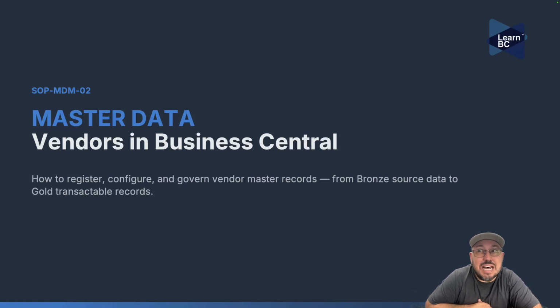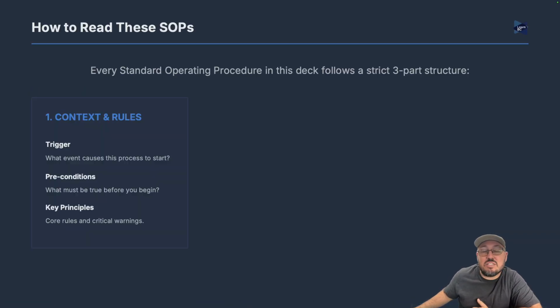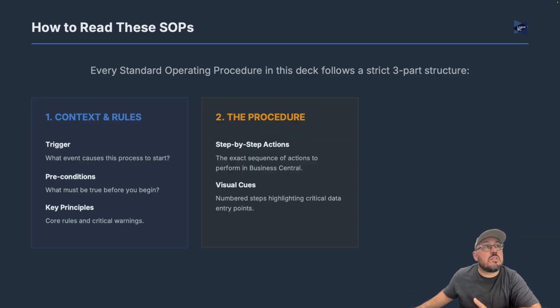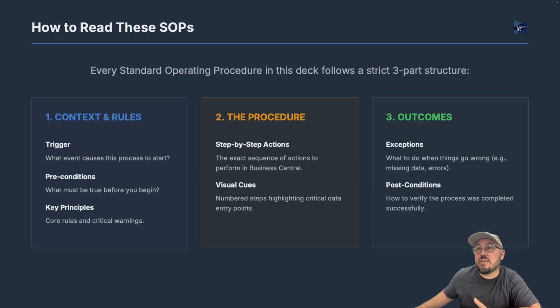It's exciting. Master Data Management 101. We're talking about vendors today, and there are three things that we want to talk to you about. The first thing is context and rules. Get a solid context grounding of why, and it will never leave you. You get the theory, then you get the practical, and it just gives revelation. You've got to lean in. What's the trigger, the preconditions, the key principles, the procedure, step-by-step SOPs, 1, 2, 3, 4, 5, 6, 10, whatever it is, and we'll do a demo, and then what are the outcomes?